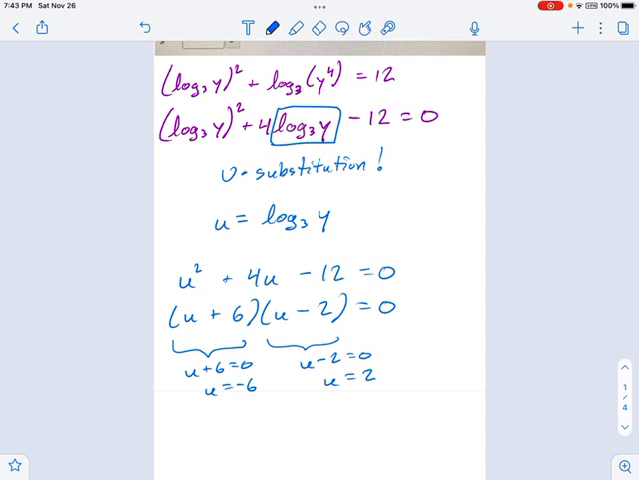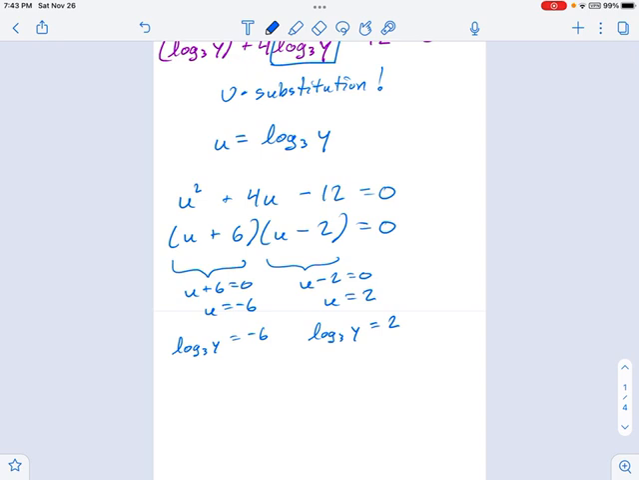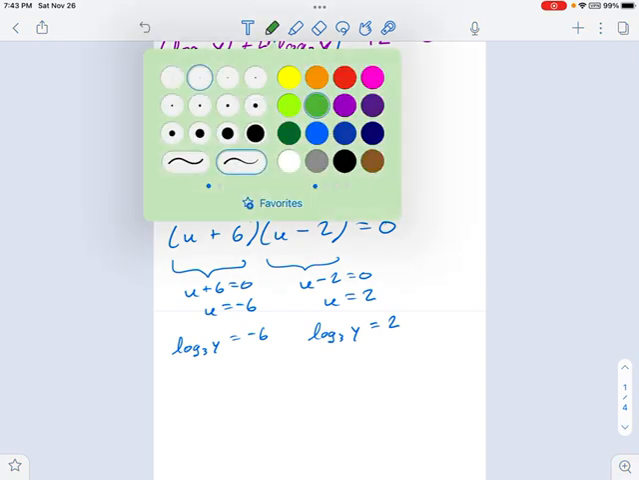So I'm going to undo my u substitution at this point and say this. Log base 3 of y equals negative 6. And log base 3 of y equals 2. Okay, so that's nice. Now I have 2 log equations instead of the one I started with. It's like it had babies. But what we're going to find is that these are very, very easy to solve. Okay, we can do this in no time.